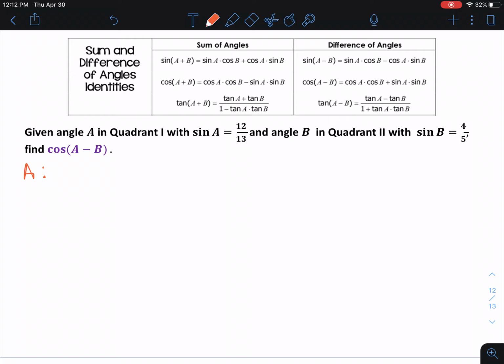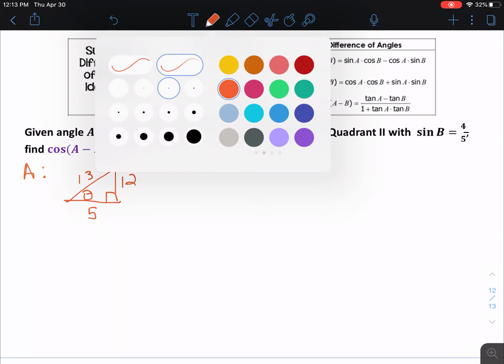So A is in quadrant 1, so it's going to be something like this. And then sine is opposite over hypotenuse. So I should have 12/13. And then, again, do a little math for this. Using the Pythagorean theorem, you should end up with 5, and you will need that this time for sure. So, again, it's always beneficial, I think, to just find all three sides.